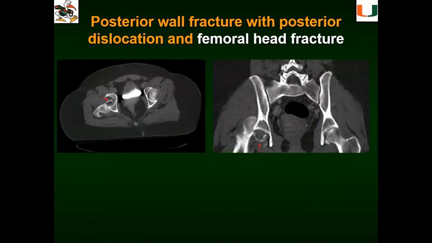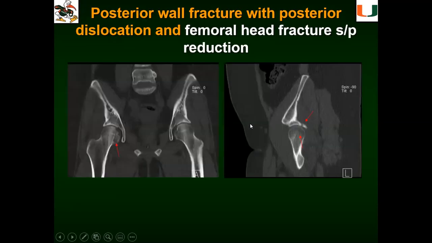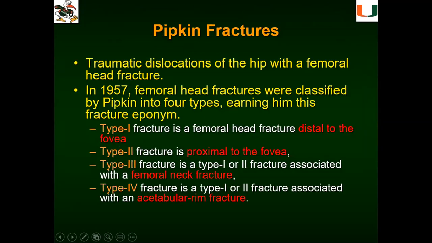And now in this case, we identified the fragment that was projecting within the joint space, but in this case, the fracture fragment did not originate from the acetabulum, but instead from the femoral head. So this is that so-called Pipkin fracture. In this case, the femoral head still remains dislocated posteriorly, and these fracture fragments are from the femoral head. And this is post-reduction. You can see that the congruity of that femoral head has been restored. So there is both an acetabular fracture and a femoral head fracture as well. And so these are the Pipkin fractures.